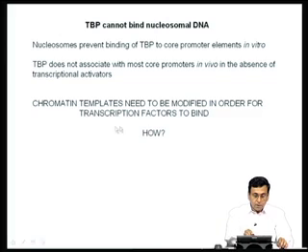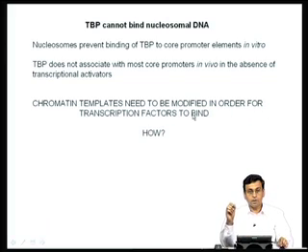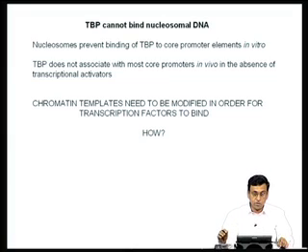So, chromatin templates need to be modified in order for the transcription factors to bind. This was the most important observation that came out of some of these early studies, clearly indicating that you now need to demonstrate what is the role of chromatin in the regulation of gene expression. But the question is, how do these chromatin templates function? How are transcription factors recruited on chromatin templates?